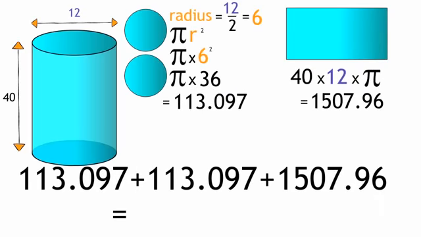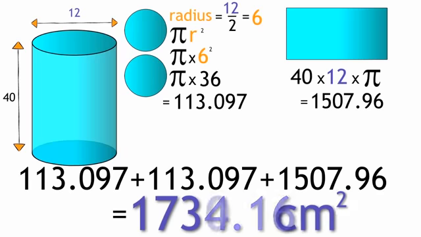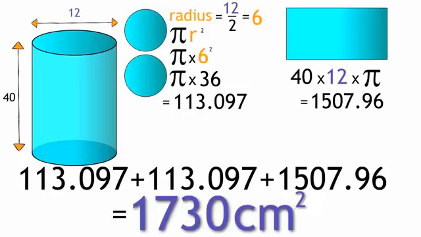So we add those all together, 1734.16 centimeters squared. Now it's probably a good idea to round that to three significant figures. It's three important numbers, so that would be 1730 centimeters squared.